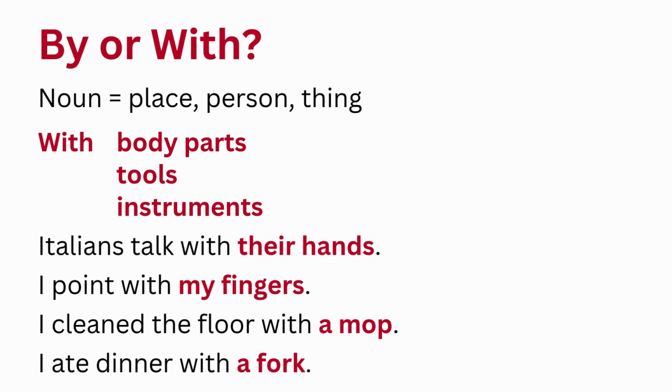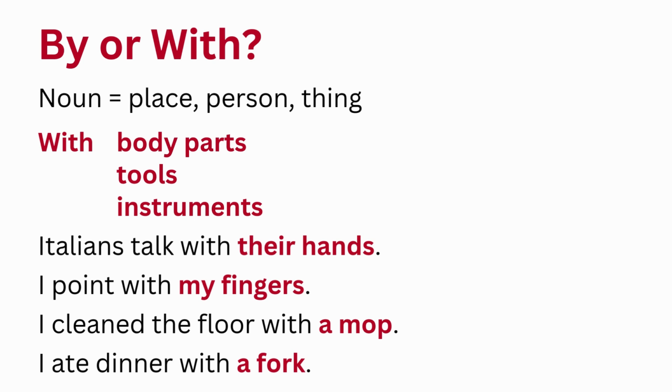So, for example, Italians talk with their hands. So we have "with" here, and we have a body part. Hands. Maybe you know, people who are deaf often talk with their hands. I point with my fingers. I point with my toes. Okay? So again, we have another body part. Fingers. I think with my brain. I smile with my teeth and lips. I run with my legs. Okay? So we use it for body parts.